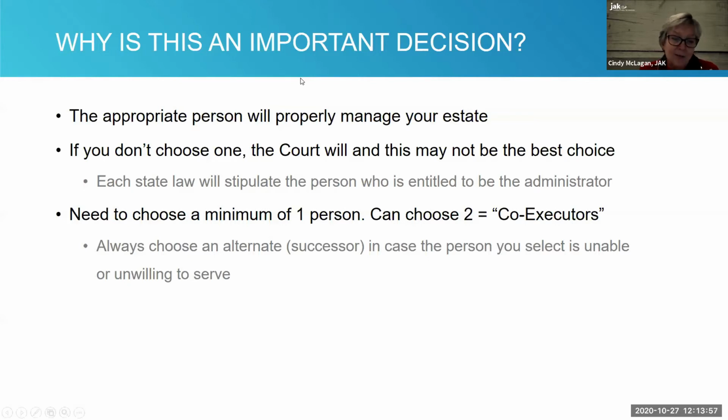Also, sometimes people will choose someone and 20 years later, the person they've chosen, who could have been a neighbor or a friend, is then unwilling or unable to serve, or they've moved away, or there are other issues that would come up. So it is an important decision.